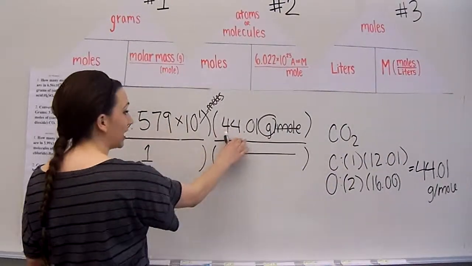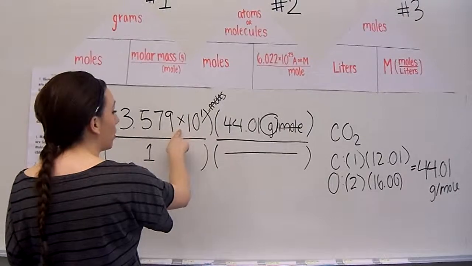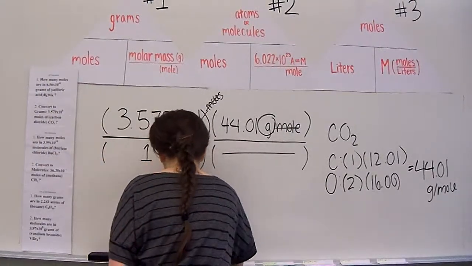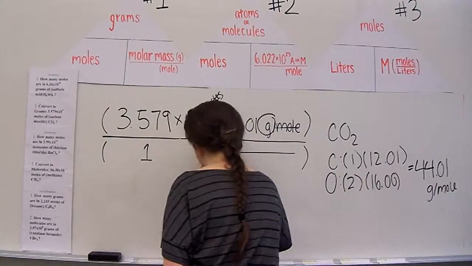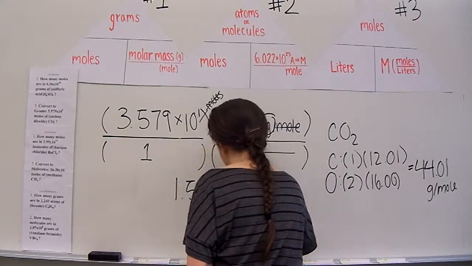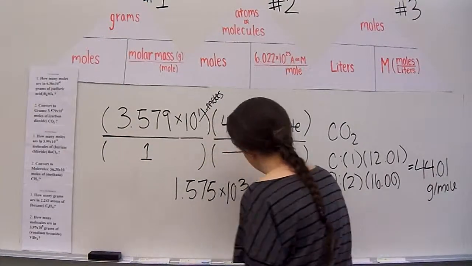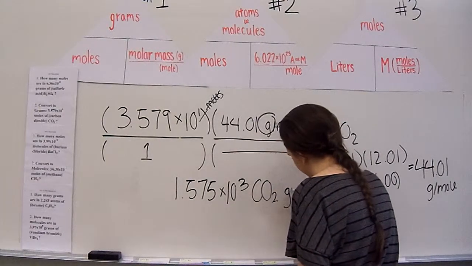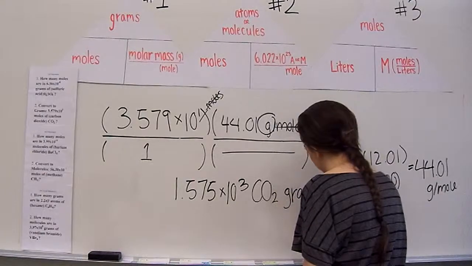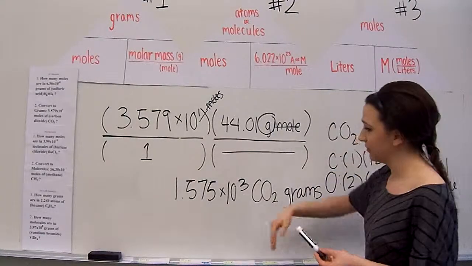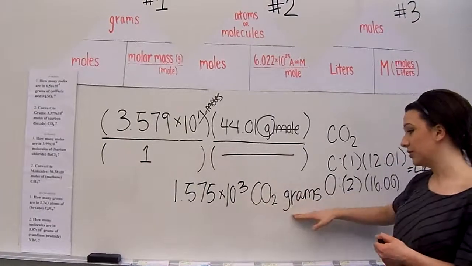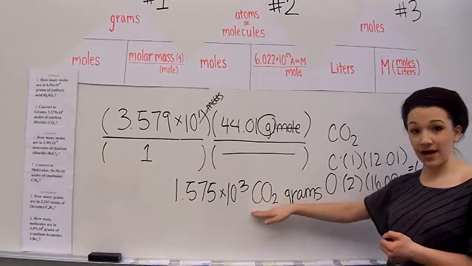Once you multiply the given moles as well as the molar mass, you should come to an answer of 1.575 times 10 to the third CO2 grams. I have the correct scientific notation, the unit label, and the compound label.